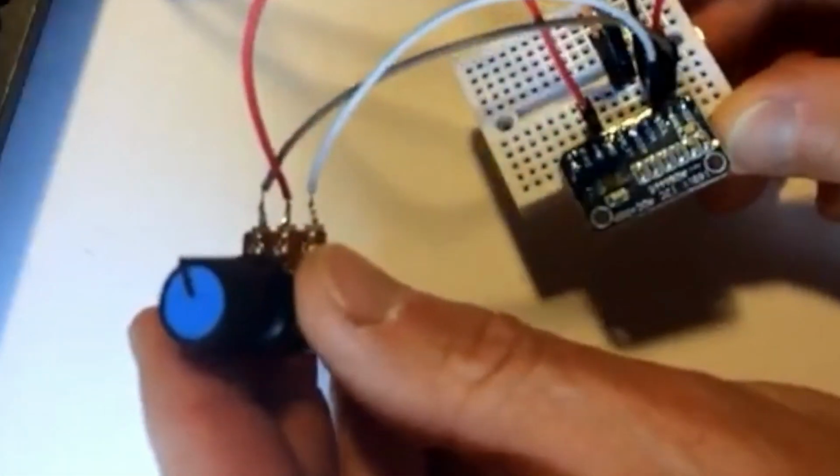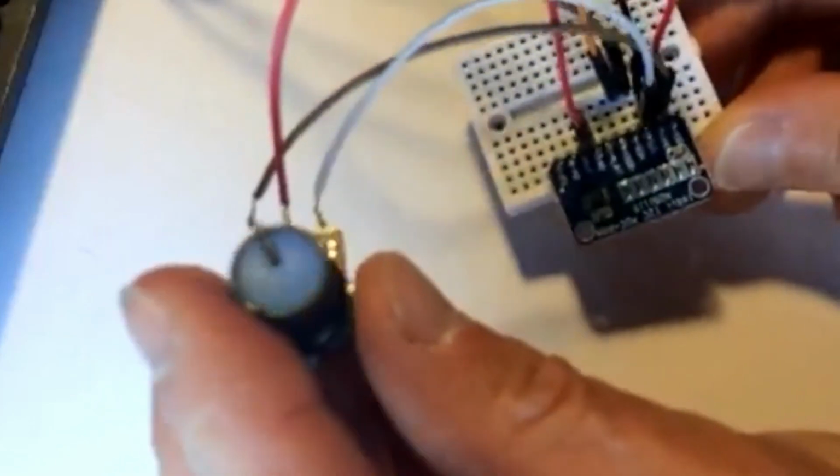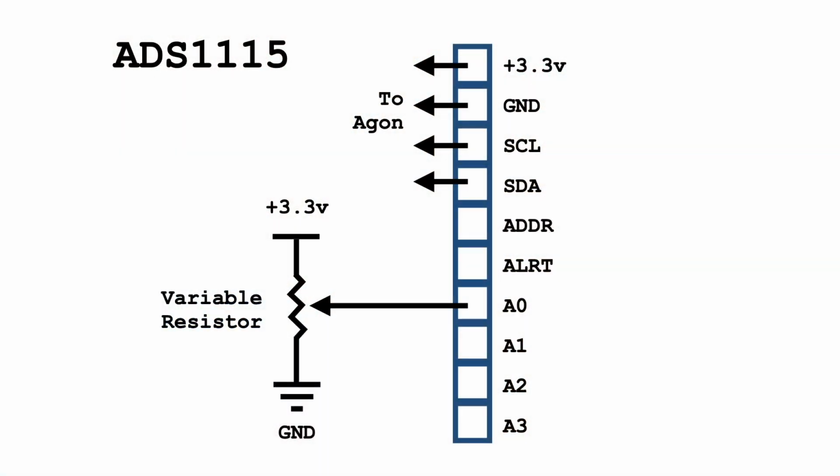In today's example code, I've wired up a simple potentiometer to one of the analog inputs. In this diagram we can see that the connections go off to the Agon for the I2C signals. One side of the resistor is connected to ground and the other to plus 3.3 volts, with the centre pin connected to the analog input.